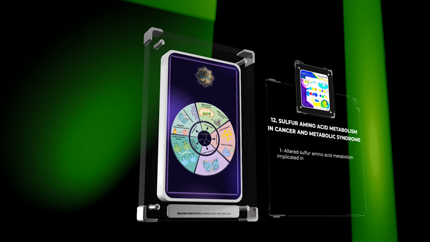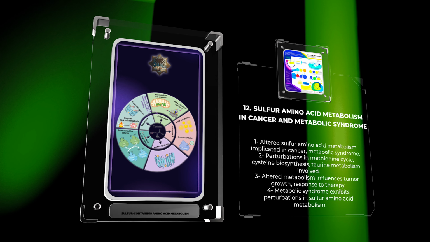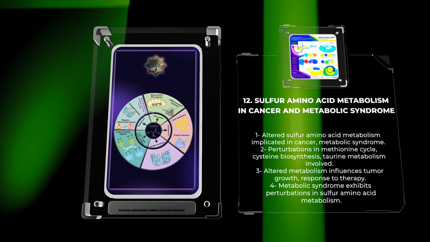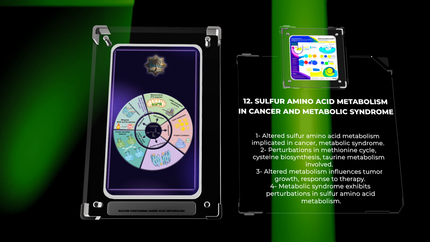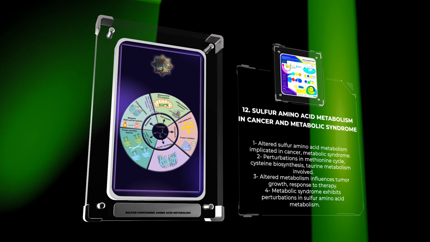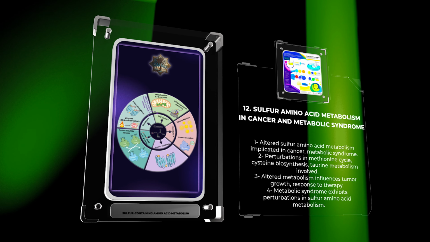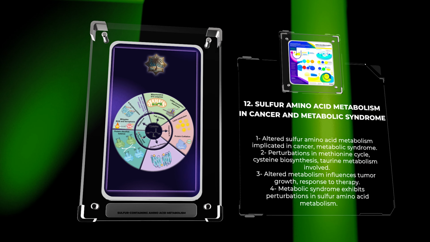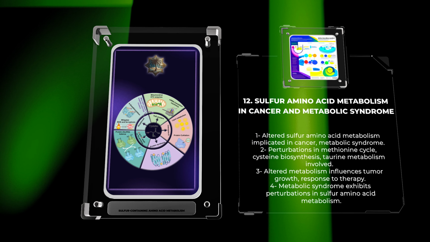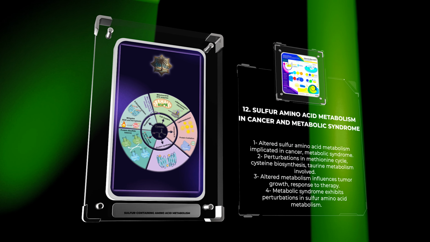Altered sulfur amino acid metabolism has been implicated in the pathogenesis and progression of cancer and metabolic syndrome. Aberrant methionine cycle activity, disrupted cysteine biosynthesis, and dysregulation of taurine metabolism have all been identified as potential contributors to these conditions. In cancer, altered sulfur amino acid metabolism can influence tumor growth, metastasis, and response to therapy. Metabolic syndrome, characterized by obesity, insulin resistance, and dyslipidemia, often exhibits perturbations in sulfur amino acid metabolism. Understanding the underlying mechanisms and developing targeted interventions may offer new avenues for prevention and treatment of these complex diseases.